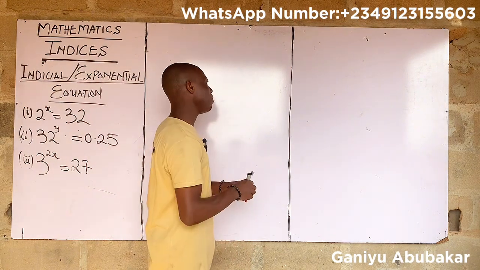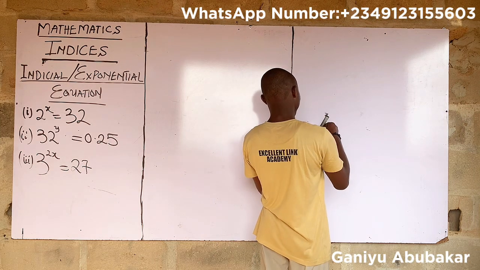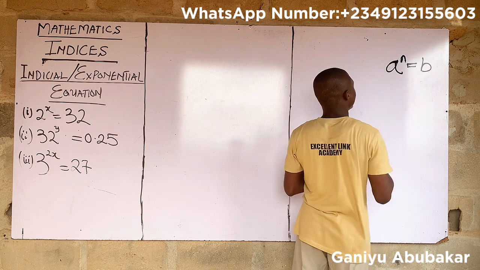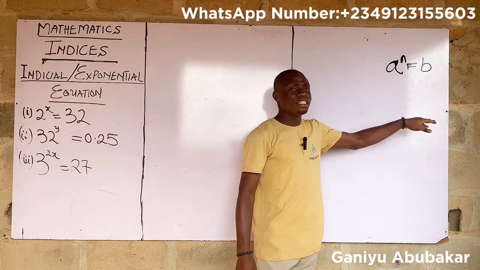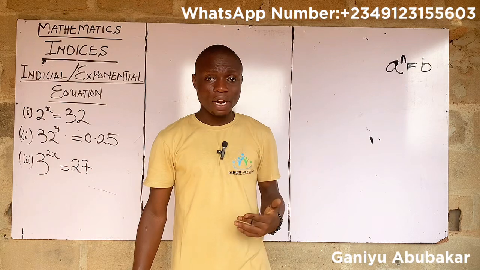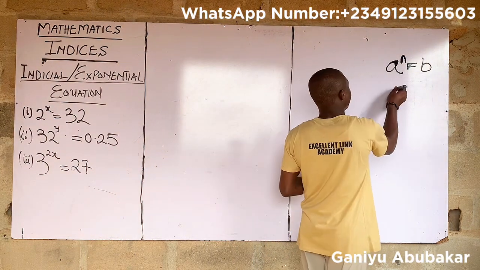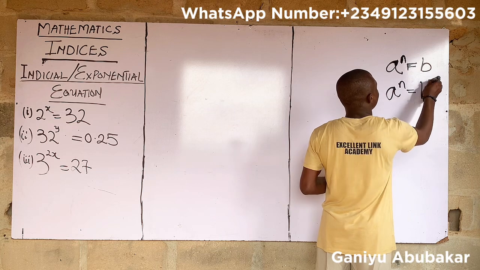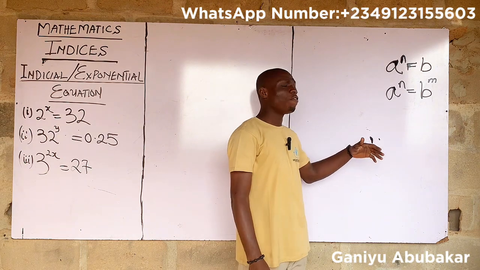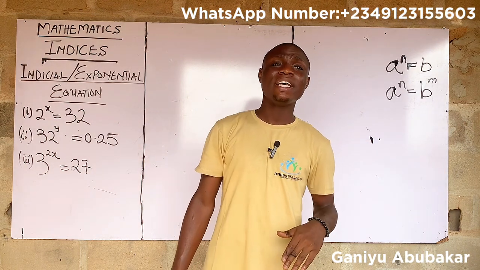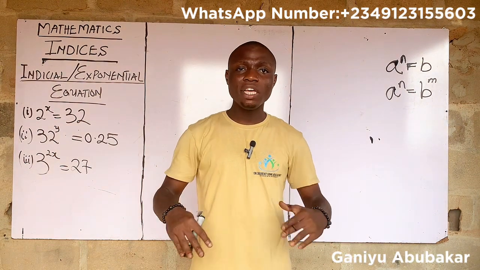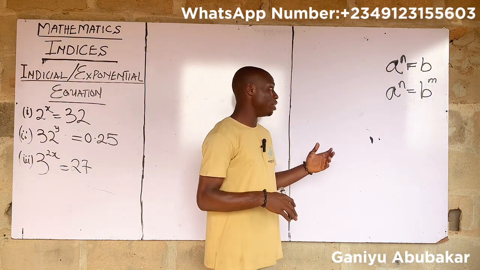So initial equation is simply an equation in the form a to power n equal to b. If I have any equation in this form, it's said to be an initial equation. Or perhaps if I have a to power m equal to b to power m, it is still an initial equation. So the task now is that for an initial equation, I'll try to express the left hand side and right hand side of the equation with the same base. That's just the key concept to note when it comes to initial equation.